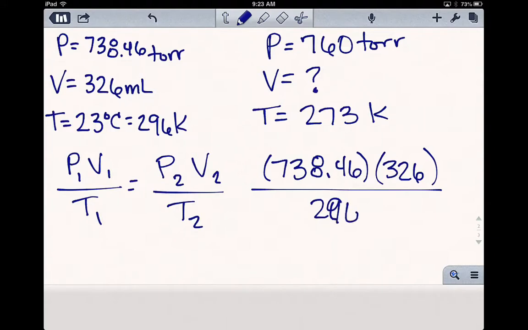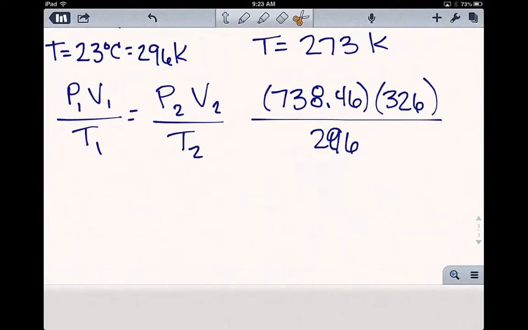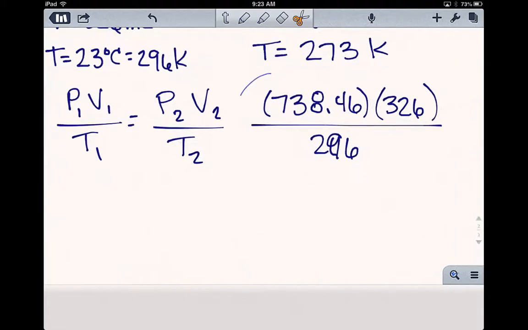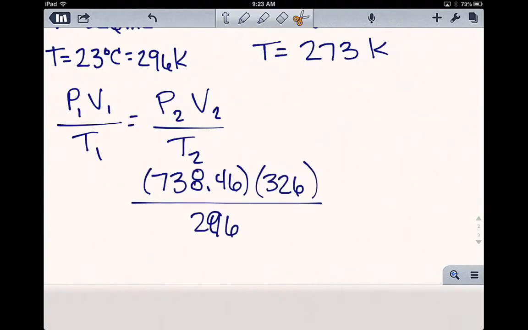296. Oops, sorry guys. Let me see if I can move this. Uh-oh. One more try. There we go.